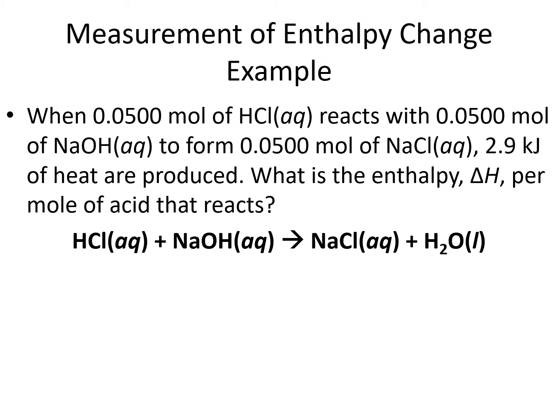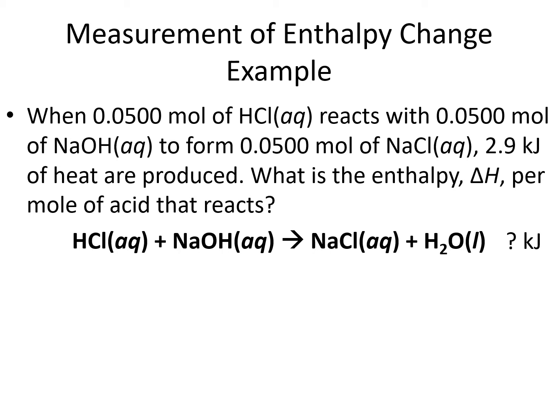Since our balanced chemical equation has coefficients of 1 in front of each thing, the equation the way it's written is 1 mole of HCl reacts with 1 mole of sodium hydroxide to make 1 mole of sodium chloride and 1 mole of water. We want to find how many kilojoules would be associated with the reaction as written, since the reaction as written involves 1 mole of hydrochloric acid, and we want to find enthalpy per mole of acid that reacts. However, when the reaction was done in the lab, it was with a different number of moles, 0.05 moles of each thing in the reaction, and 2.9 kilojoules were produced.